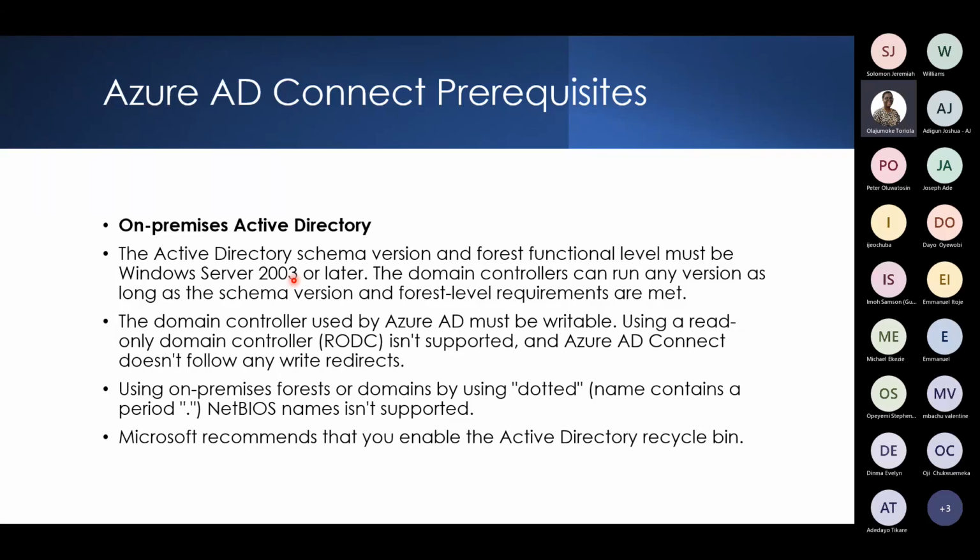Normally I will tell you that the functional level determines, one, the security: the more security features you have on that forest. Remember what your forest stands for. Your forest is your security boundary in an Active Directory environment. So it talks about what security you can have in that forest. And again, it also talks about what level of operating system your domain controllers can run on. The domain controllers can run any version as long as the schema and forest level requirement is met. It must not be lower than Windows Server 2003.